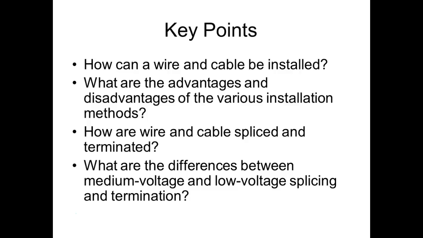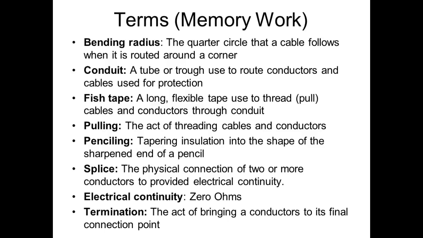How can wires and cables be installed? What is the advantage and disadvantage of various installation methods? How are wires and cables spliced and terminated? What are the differences between medium and low and high voltage termination? Bending radius. A lot of cables, especially communication cables, and especially fiber optics, specifies what we call a bending radius. A quarter circle that a cable can follow when it's routed around a corner. Makes sense.